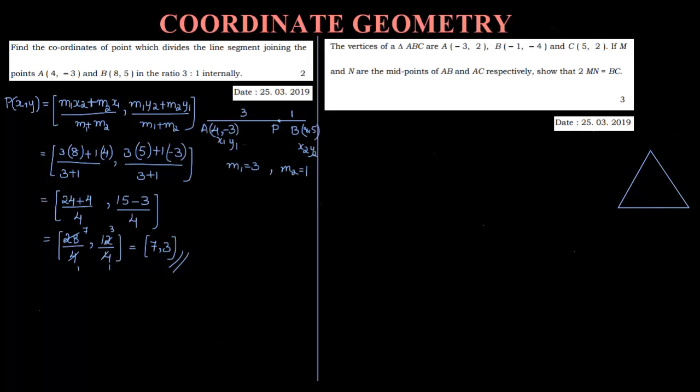Okay, so I have drawn it now. Let me just name the points A, B and C. A is (-3, 2), and B has the coordinate (-1, -4). Very important question. You can observe here this question carries 3 marks, right? And this appeared in the 2019 paper. And C has the coordinate (5, 2).